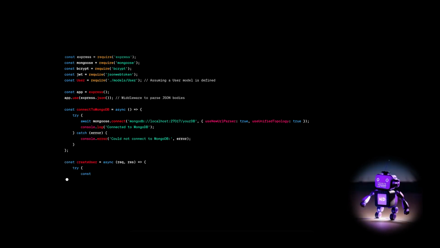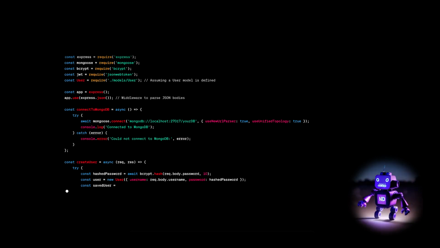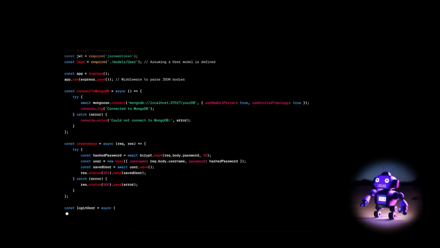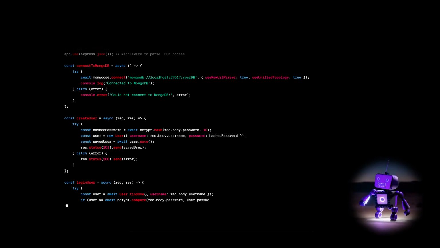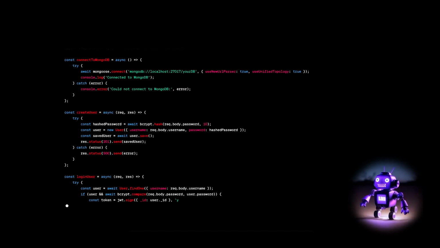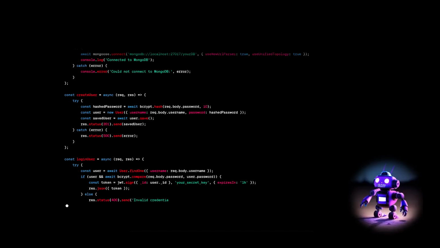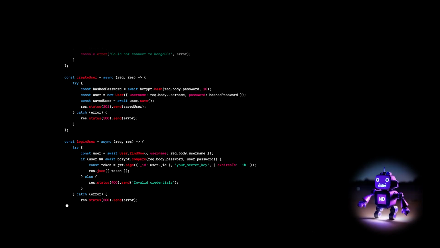Next, we define the create user and login user functions, which handle the sign-up and login functionality of our application, respectively. In create user, we first hash the user's password using bcrypt. This hashed password is then used to create a new user document in our MongoDB database. If the process is successful, the new user's details are returned in the response.